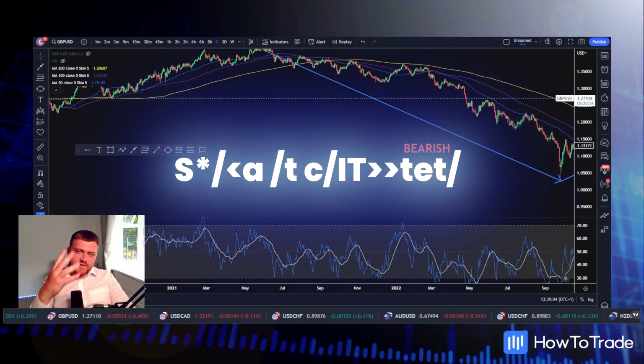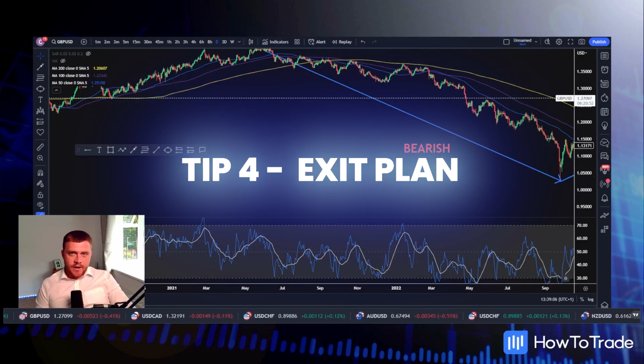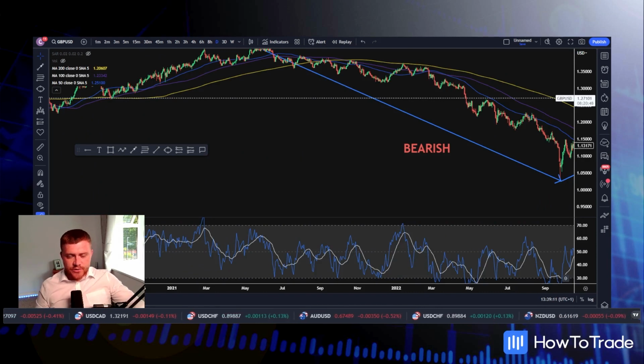Okay, so tip number 4 is all about nailing your exit plan. Do you have an exit plan? Following on from tip number 2, it's all well and good to understand market conditions and when to activate your EA. However, do you have an exit plan for when conditions actually shift? Can we identify when those conditions shift? And do we have an exit plan to follow?